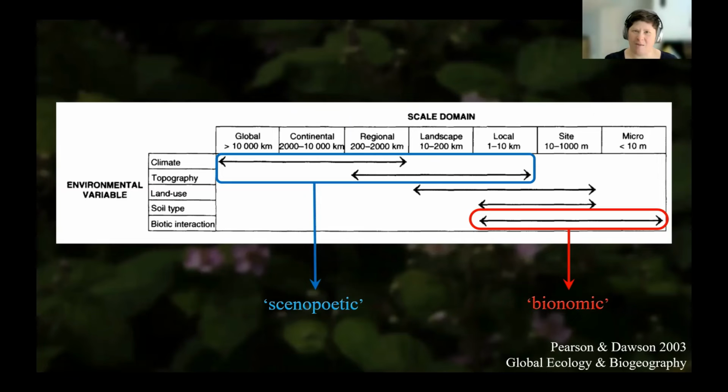is going to be abiotic conditions, what Hutchinson would have termed scenopoetic. So things that really aren't going to be affected by who's occurring on the ground and the biotic interactions that are happening down there, things like climate and topography, versus biotic interactions, which really are expected to come in more at the local, the micro scale. And Hutchinson would have termed these bionomic. So what a species is experiencing is directly related to how other species are augmenting the environment.